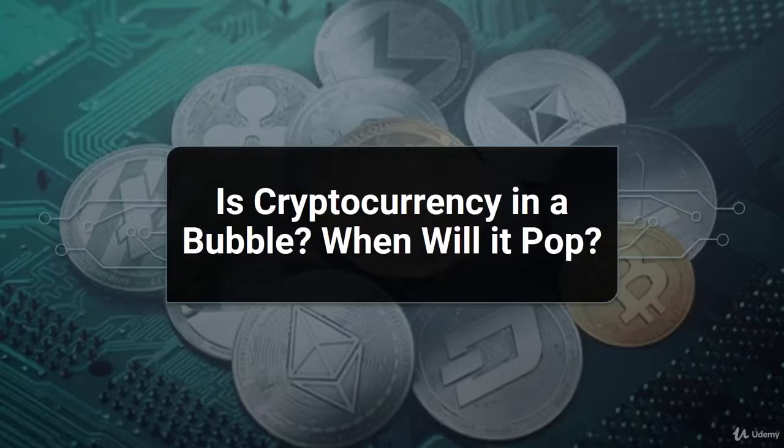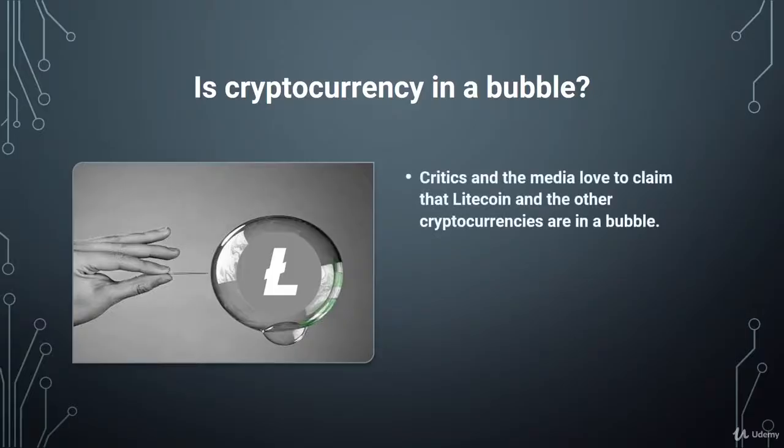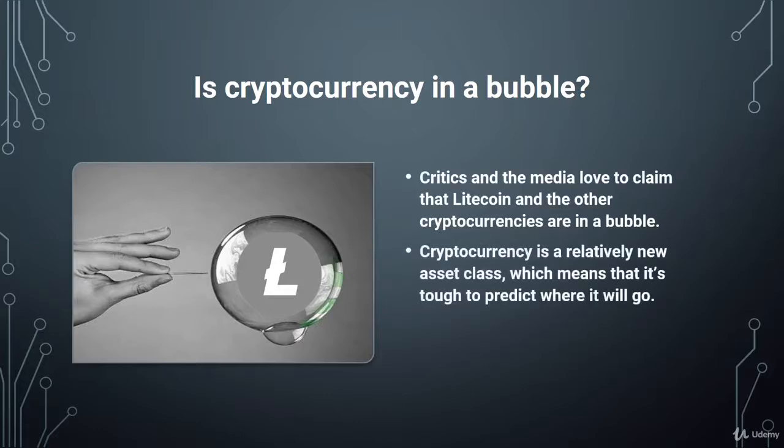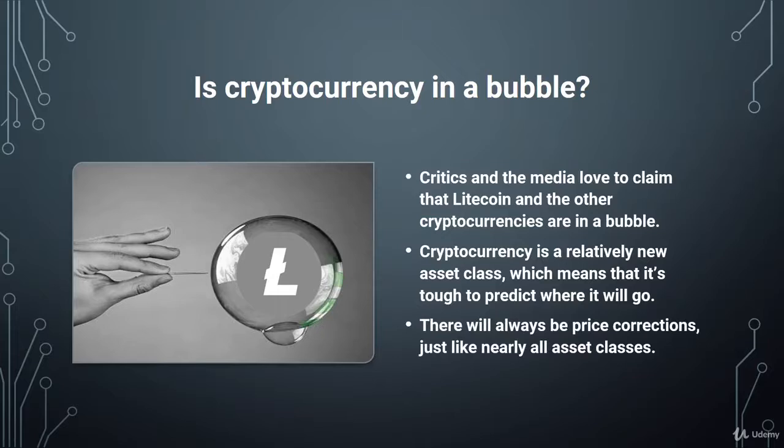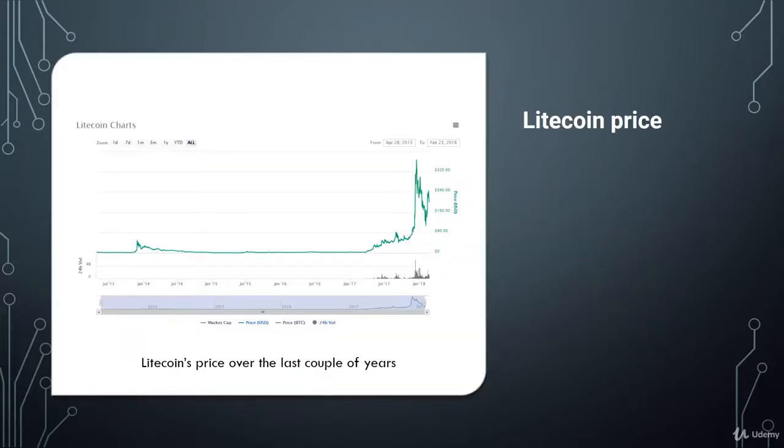Is cryptocurrency in a bubble? When will it pop? Critics love to claim that Litecoin and the other cryptocurrencies are in a bubble. They also love speculating that it's eventually going to pop and the prices for all the cryptos are going to go to zero. Now, cryptocurrency is a relatively new asset class. It hasn't been around for centuries, unlike stocks in the stock market, and what we do know is that over the years, cryptocurrency has increased in price, but not without a bunch of corrections along the way. Looking at the price of Litecoin, it hit a peak of $50 in November of 2013.